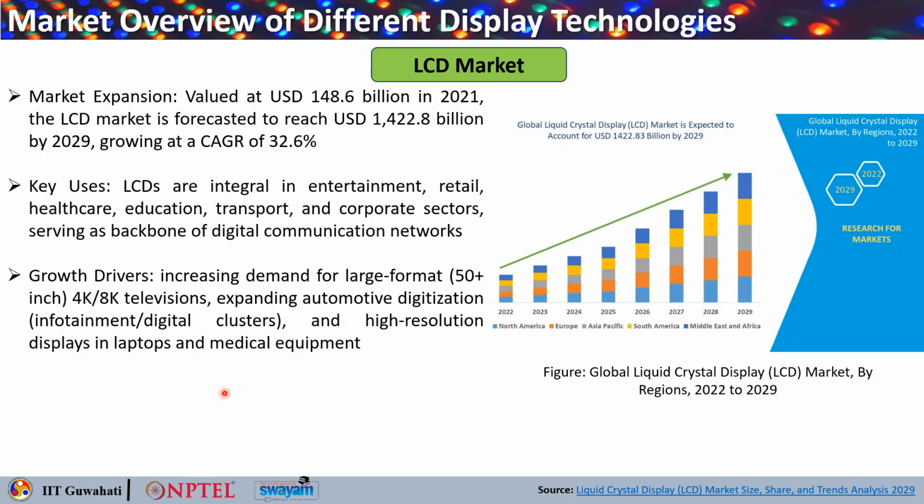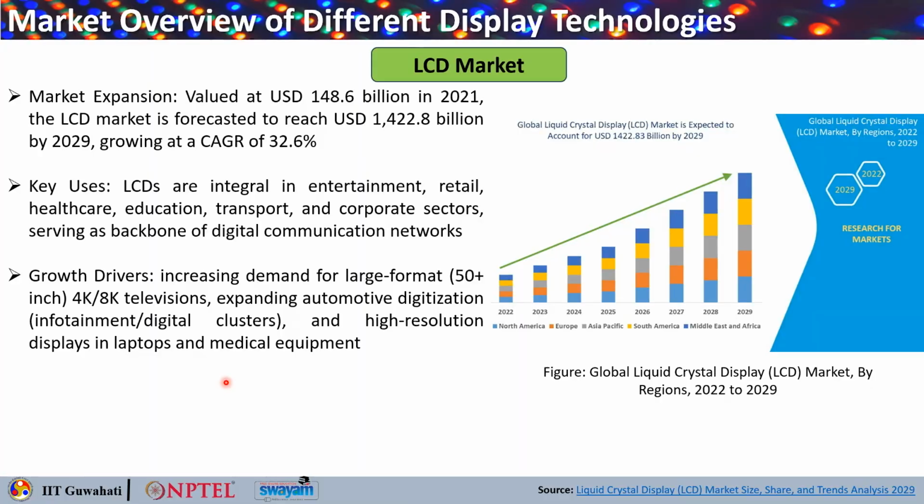Then people are going for higher pixel density, 4K, 8K televisions. You are also seeing that in the automotive market, the new cars are coming with really big displays for infotainment or the digital clusters. The odometer, everything is now becoming digital, and the laptop and even medical equipment displays are also now becoming high resolution.